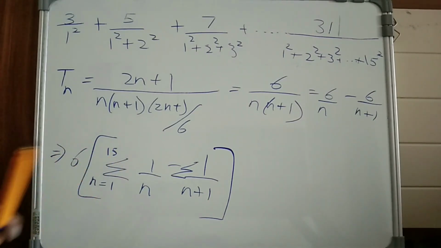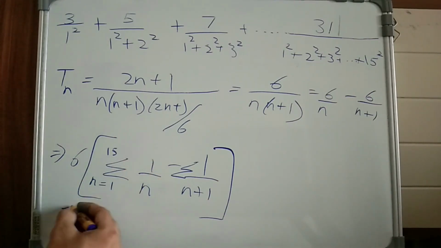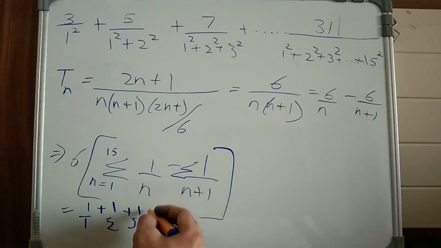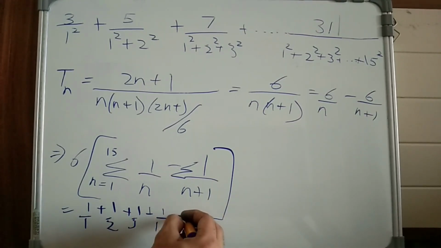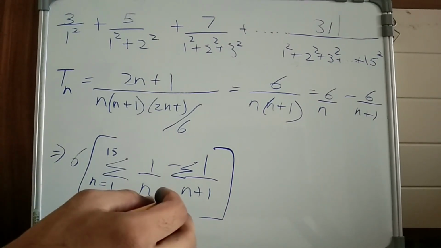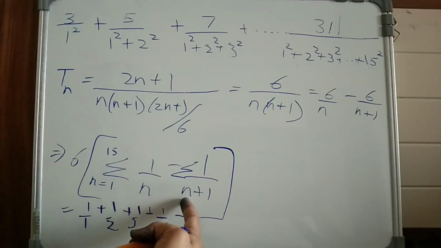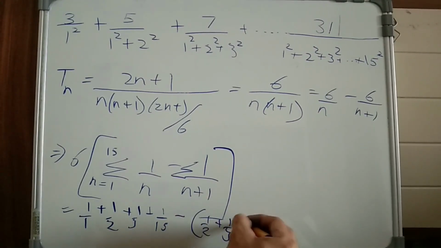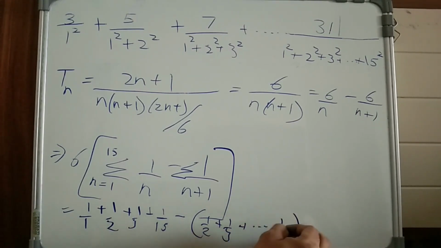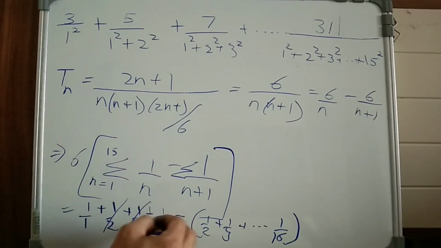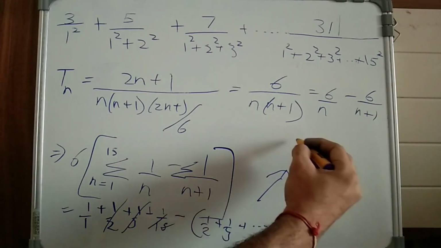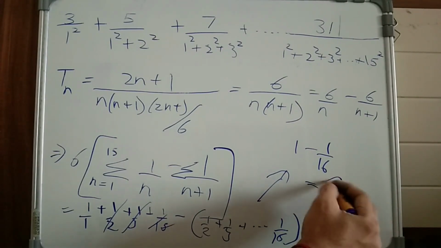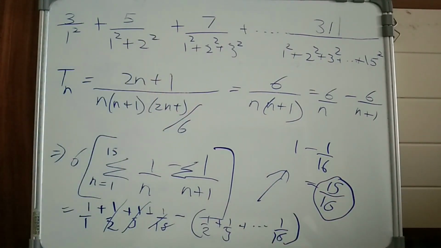How do we proceed from here? We get 1 by 1 plus 1 by 2 plus 1 by 3 all the way up to 1 by 15, minus, when I put n equal to 1 here, 1 by 2 plus 1 by 3 all the way up to 1 by 16. Every term will get cancelled, and the only terms that remain are 1 minus 1 by 16. So 15 by 16 is the answer to this series. Let's see the next series.